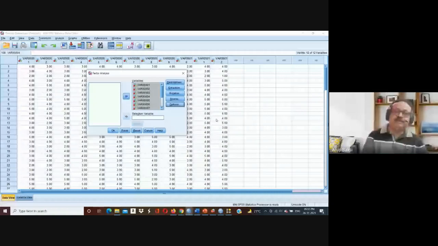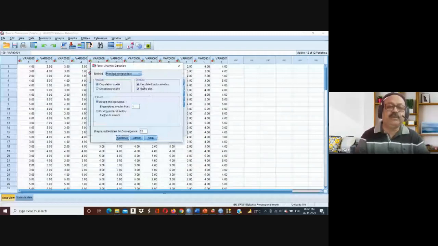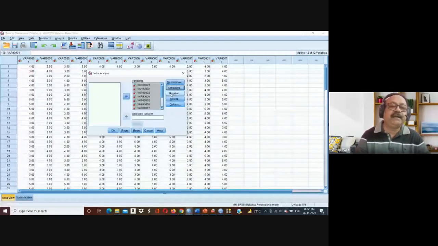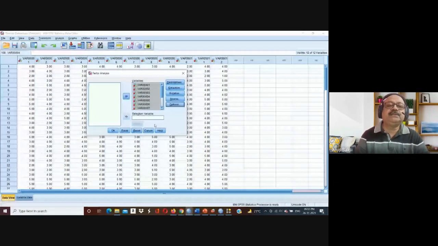Of factors to be extracted. So everything is clear. We have put forward the descriptives. We have specified the extraction process, what we need in terms of extraction. We have specified the rotation. We have not yet specified the options. Okay, so let us click OK.